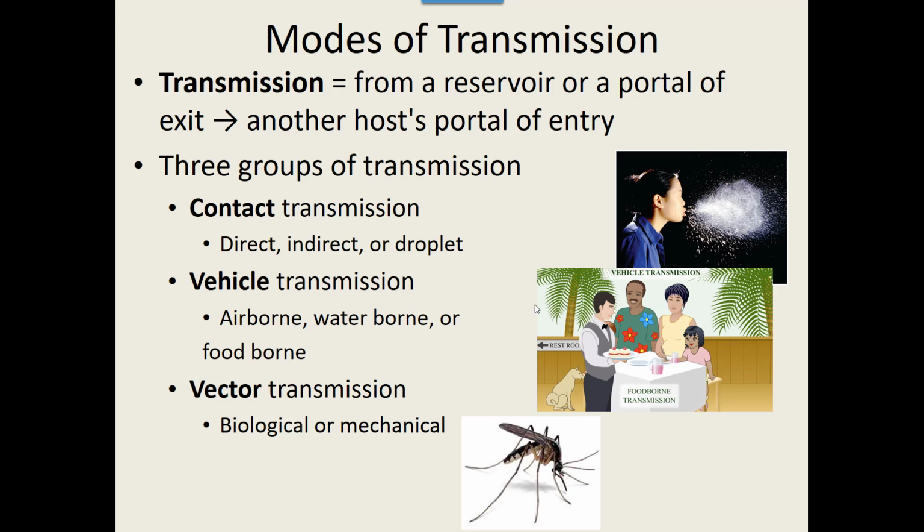Now, contact transmission just means it's spread from host to host by direct or indirect contact, or some type of droplet. Direct contact means it is direct bodily contact. It's one person touching another person. It could be physical touching, your basic handshake. It could be kissing. It could be sexual intercourse. That is physical touching, and that can spread some type of microbe from one person to another.